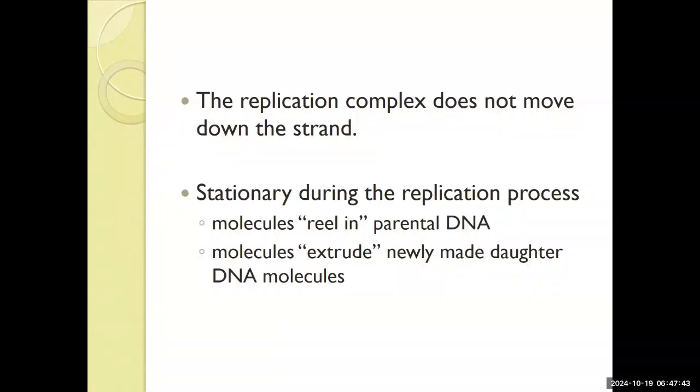In terms of visualizing this process, we often describe the replication complex as moving down the strand, a train on the train tracks of our DNA, when in reality, it's a stationary complex that reels in the DNA.